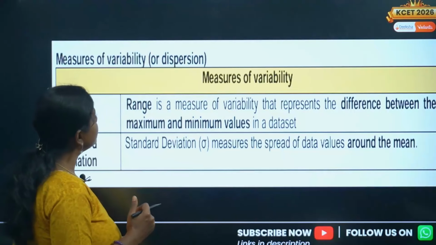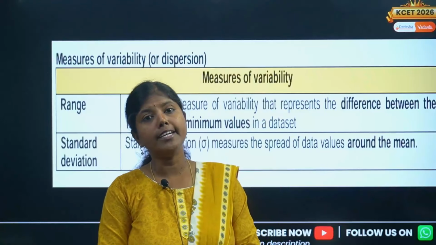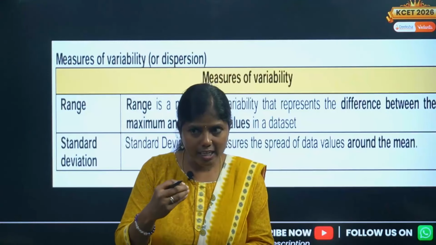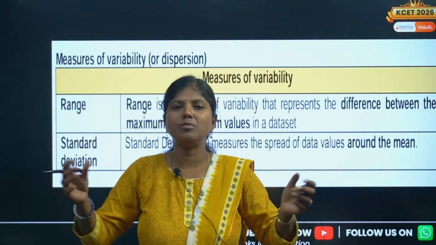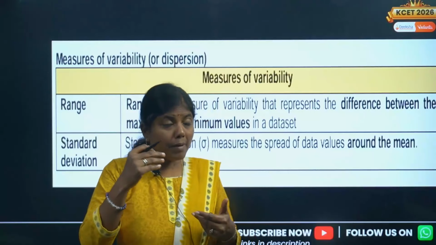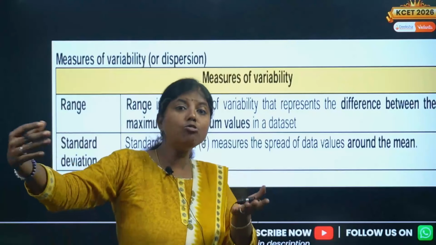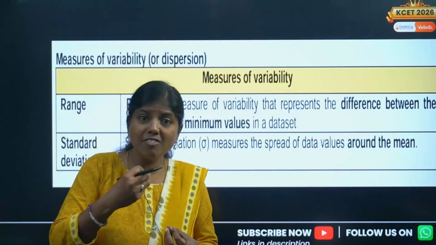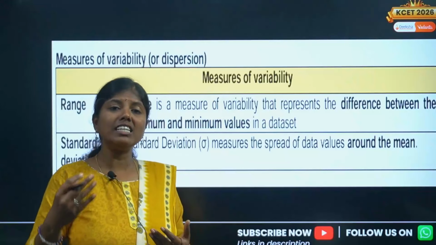Measure of variability or dispersion. Measure of variability, or measure of dispersion, we call it. So what is measure of variability? It indicates how the values are spread around the mean. That gives you the measure of variability. That means it gives you the degree of diversity in the data set.